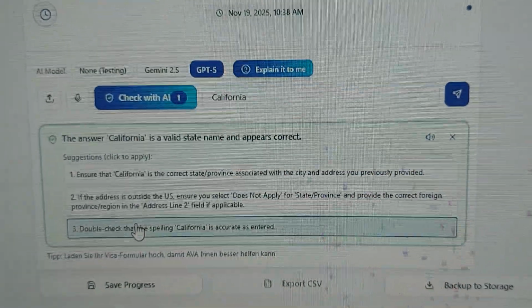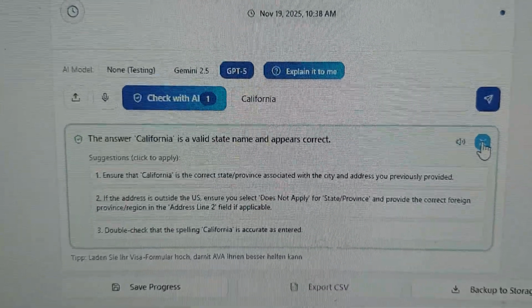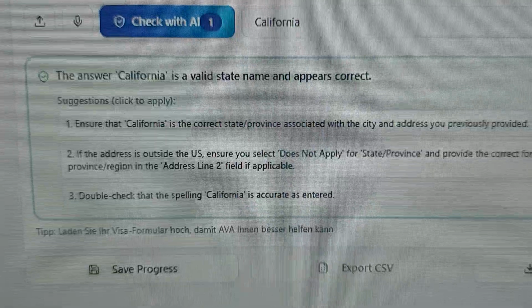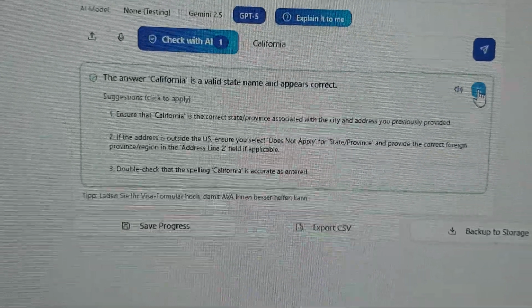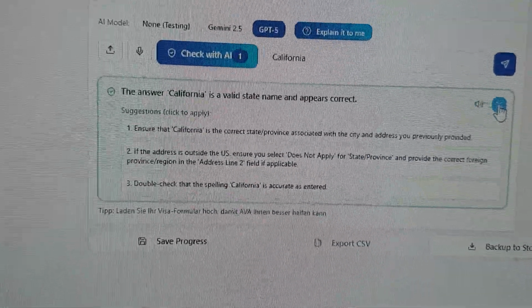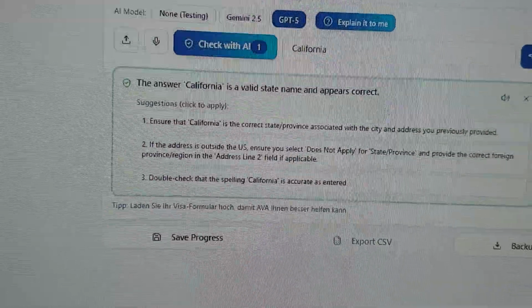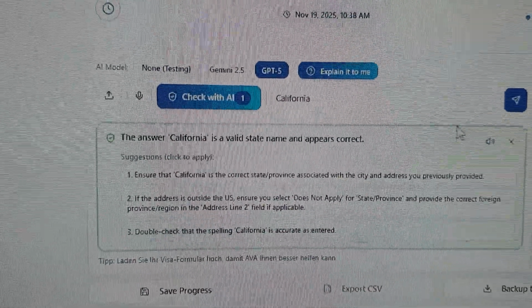The answer California is a valid state name and appears correct. Suggestions: ensure that California is the correct state/province associated with the city and address you previously provided. If the address is outside the US, ensure you select Does Not Apply for State/Province and provide the correct foreign province/region in the Address Line 2 field if applicable. Double-check that the spelling California is accurate as entered.